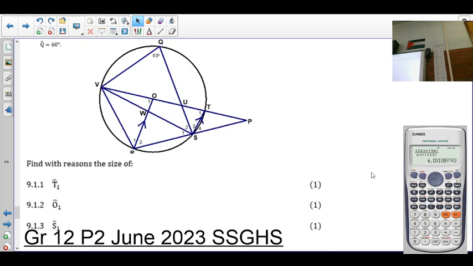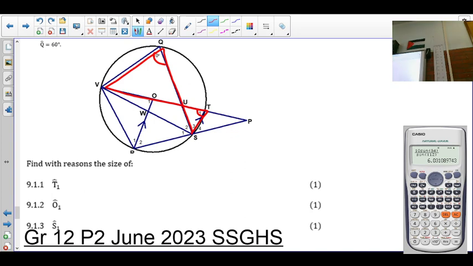The question says calculate the value of T1. But we know that T1 was equal to O1, corresponding angles. And we know that O1 is double. No. T1 is the same as 60. Why? Angles in the same segment.